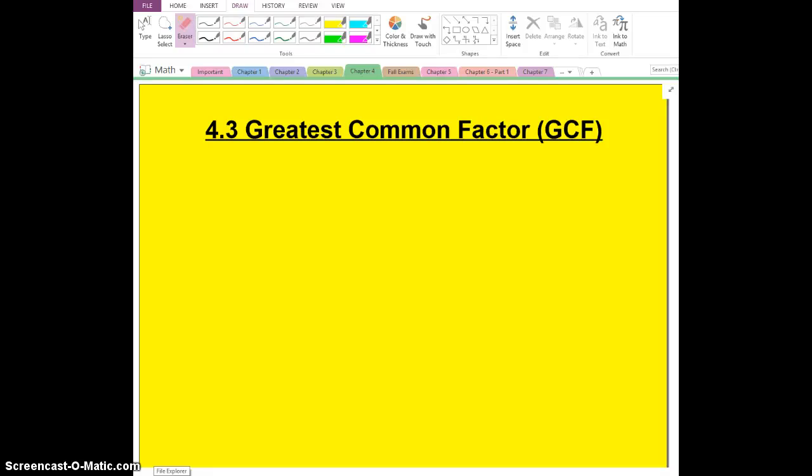Now I want to talk about the greatest common factor. We'll look at numbers first, which should be familiar to you, and then we're going to look at variables. So you look at 10 and 25 and find the greatest common factor.